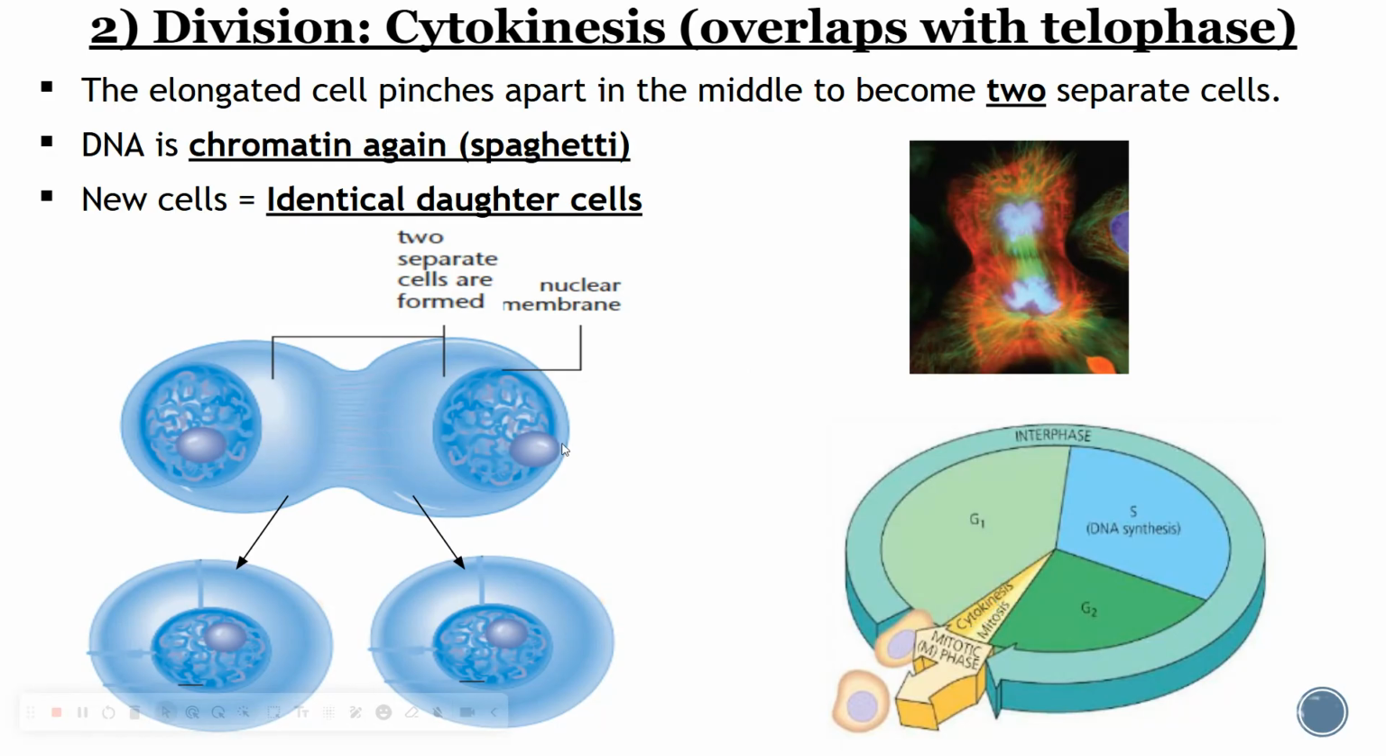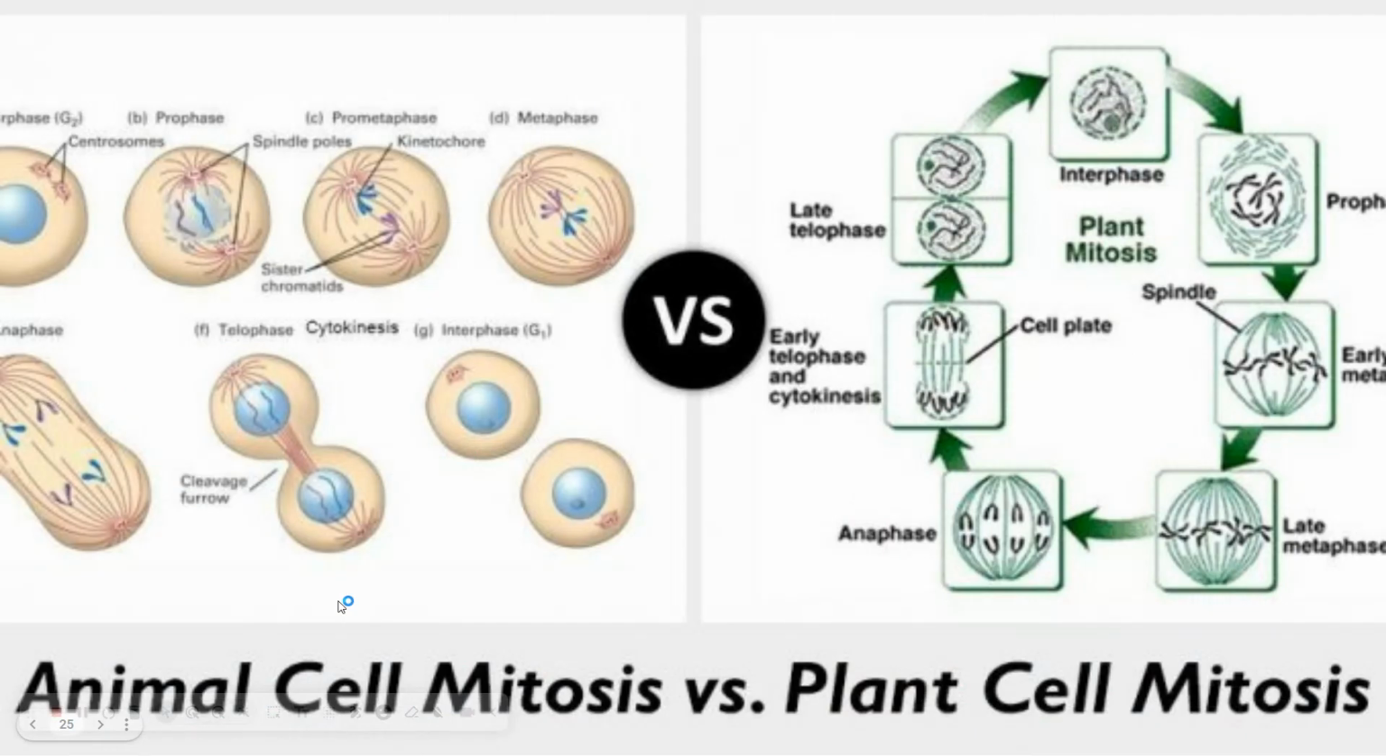Cytokinesis overlaps with telophase. So you can see here that these two daughter cells were together, and now they pinch into two separate daughter cells. And the daughter cells are identical to each other and to the original parent. And you can see, at this point, once cytokinesis is done or almost underway, the DNA is definitely chromatin again, right? You're definitely back into chromatin. So here we can see the early parts of cytokinesis happening with that pinching. And then we have two identical daughter cells.